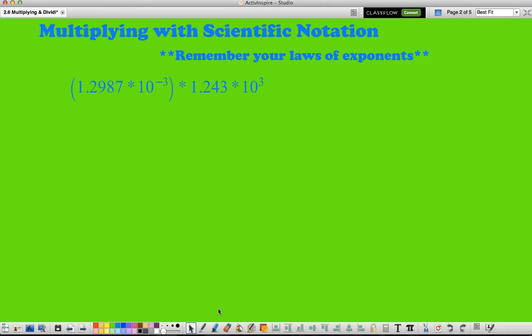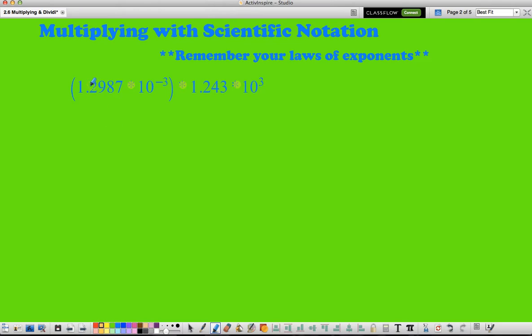Alright, so to start, we're working with numbers that have the same base, which is always 10 when we work with scientific notation, and those are powers of 10, so they have exponents. So really what we're working with here is our laws of exponents. And we know that when we multiply numbers that have the same base, we just add the exponents. Well, since all of these are being multiplied together, and that's it, I know that I can use the commutative property to move all of my numbers around.